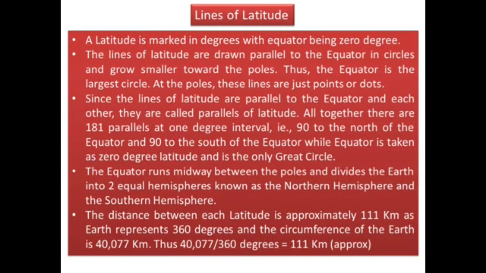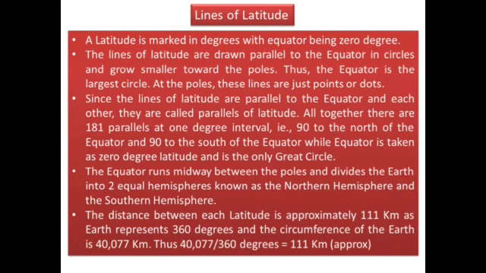A latitude is marked in degrees, with equator being 0 degree. The lines of latitude are drawn parallel to the equator in circles and grow smaller towards the poles. Thus, the equator is the largest circle. At the poles, these lines are just points or dots. Since the lines of latitude are parallel to the equator and each other, they are called parallels of latitude.